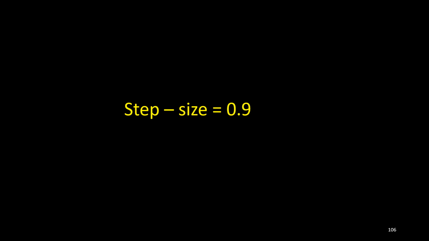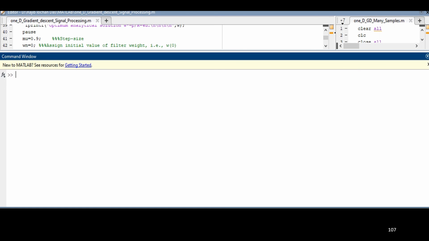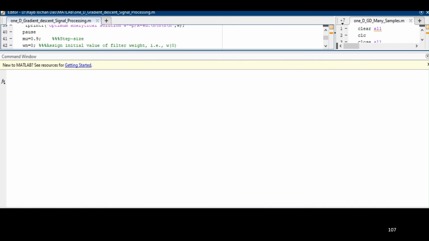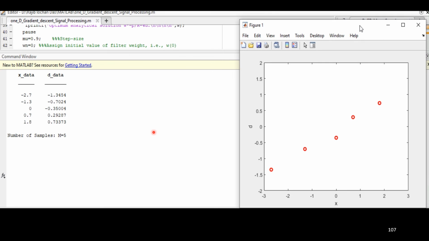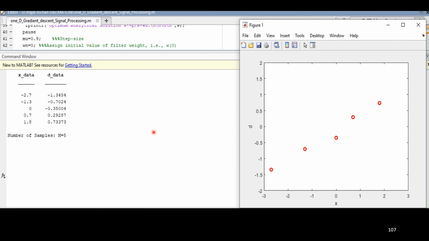Now we'll consider a higher step size, 0.9. I told you that you cannot expect that if you increase the step size you will always get a better convergence rate. Okay, so it may diverge, so you have to be careful. So I want to show that one. So this is mu equal to 0.9. Check this one. This is the data set I have generated, right?